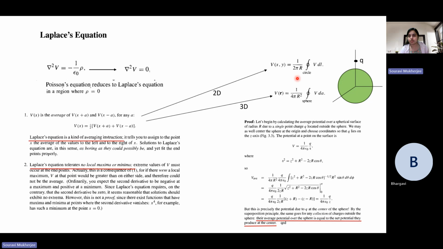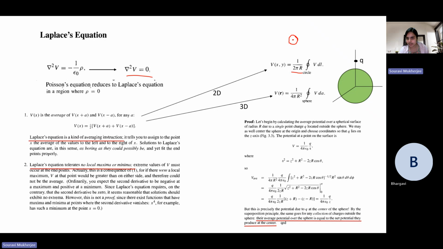Suppose you talk about two dimensions. If you want to find the potential at some given point, what this is telling you is that if this region satisfies the Laplace condition, and you draw a curve, for simplicity let us consider a circle, and you know the potential at all the points along the circle, then you do a line integral of V dl along the circumference of the circle, and then divide by 2 pi r.